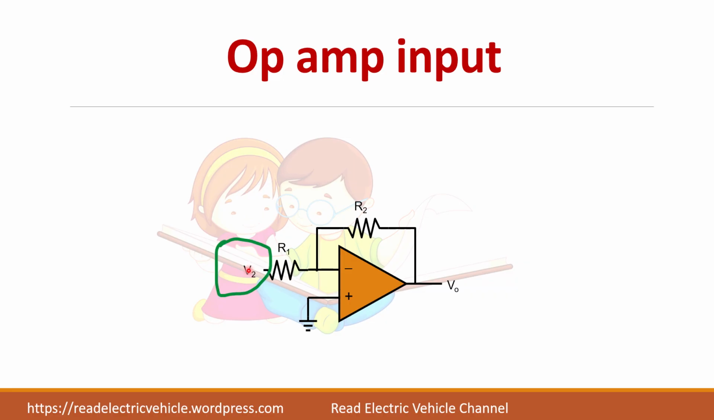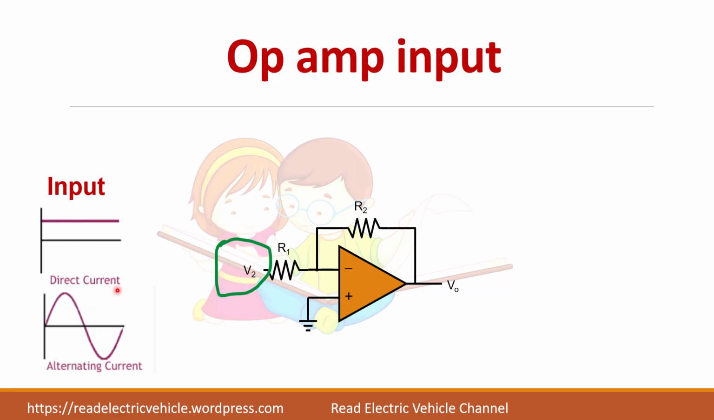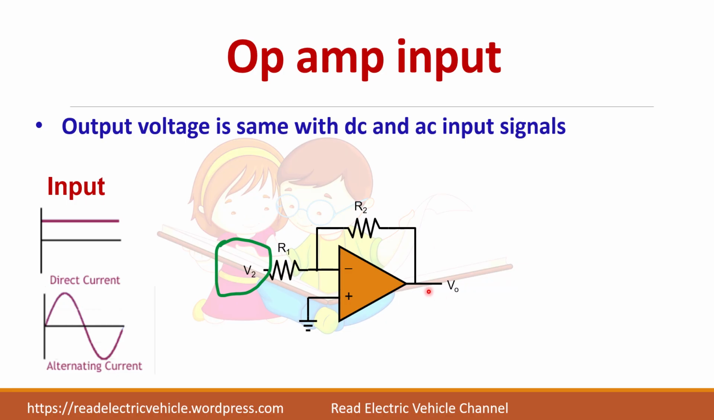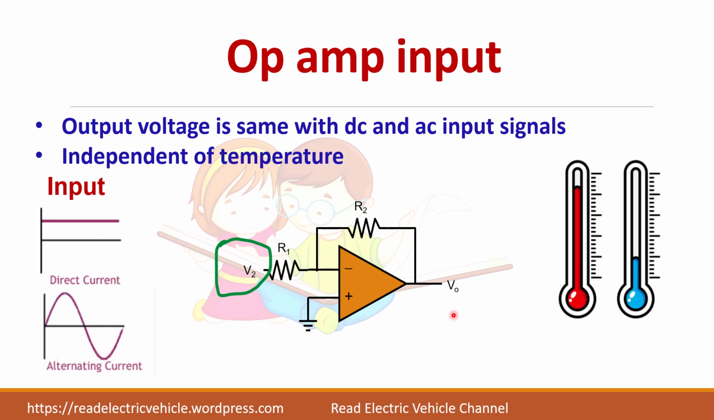For an op-amp, the input can be either a DC signal or an AC signal. If it is an ideal op-amp, the op-amp responds equally to both the input signals, whether it is DC or AC. The output will also be independent of temperature. So whenever there is a temperature variation, in case of an ideal op-amp, the response remains the same. But practically, it is not the same.